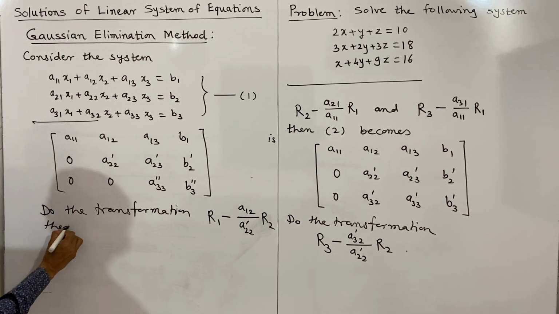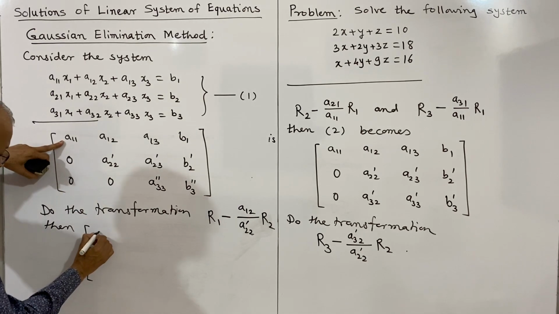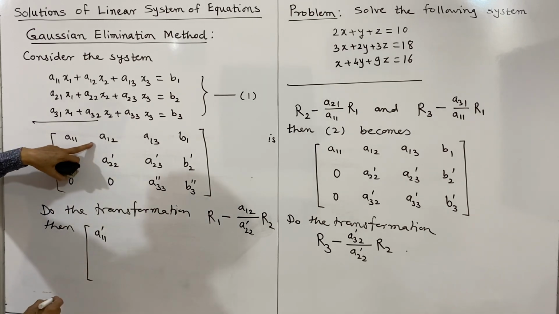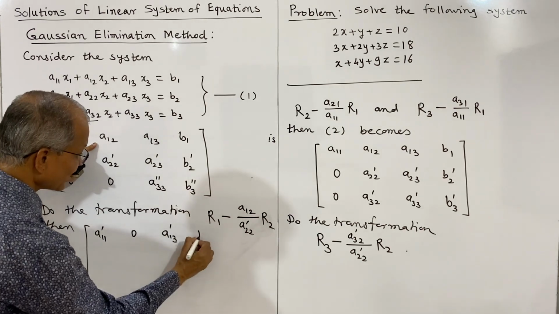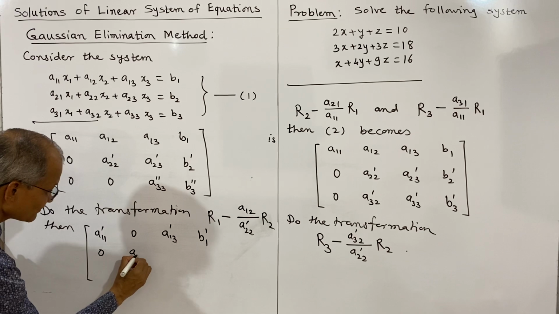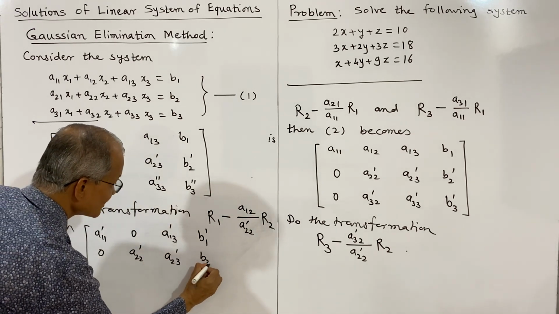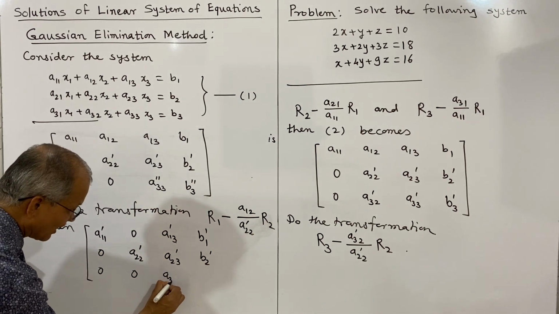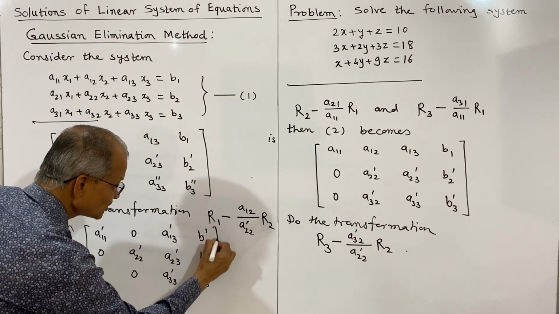Then the augmented matrix will be, so this element will be changed, and we denote that element now by another notation A11 dash, and this is converted to 0. This will be changed to A13 dash, B1 dash. There is no change in the second row, and this will remain as it is, and also there is no change in the third row. And see what is the change in this modification.